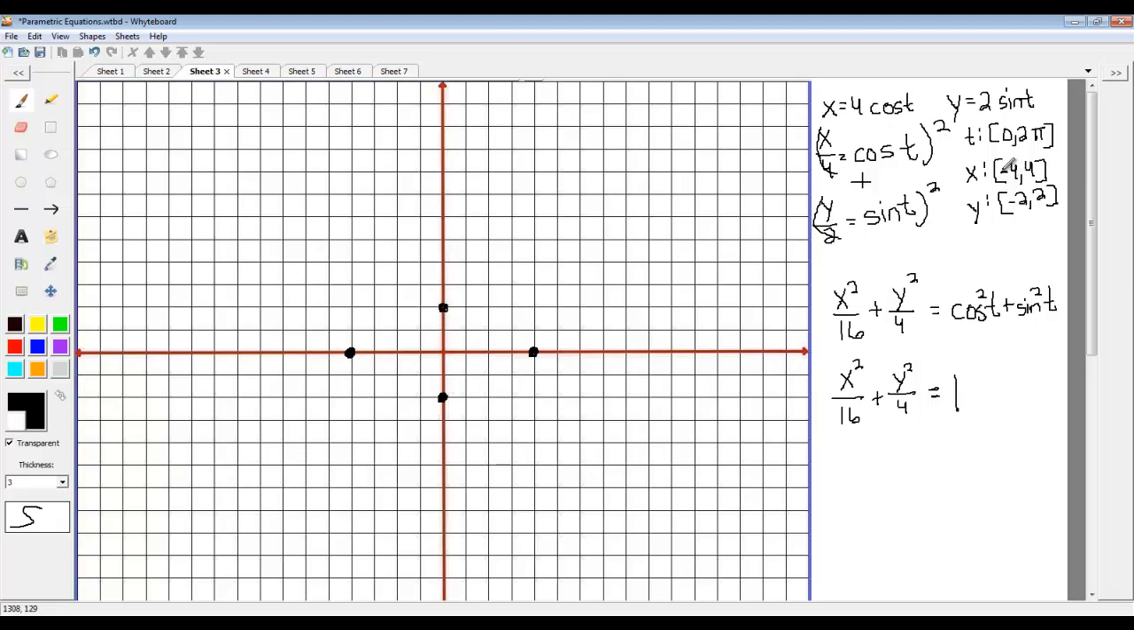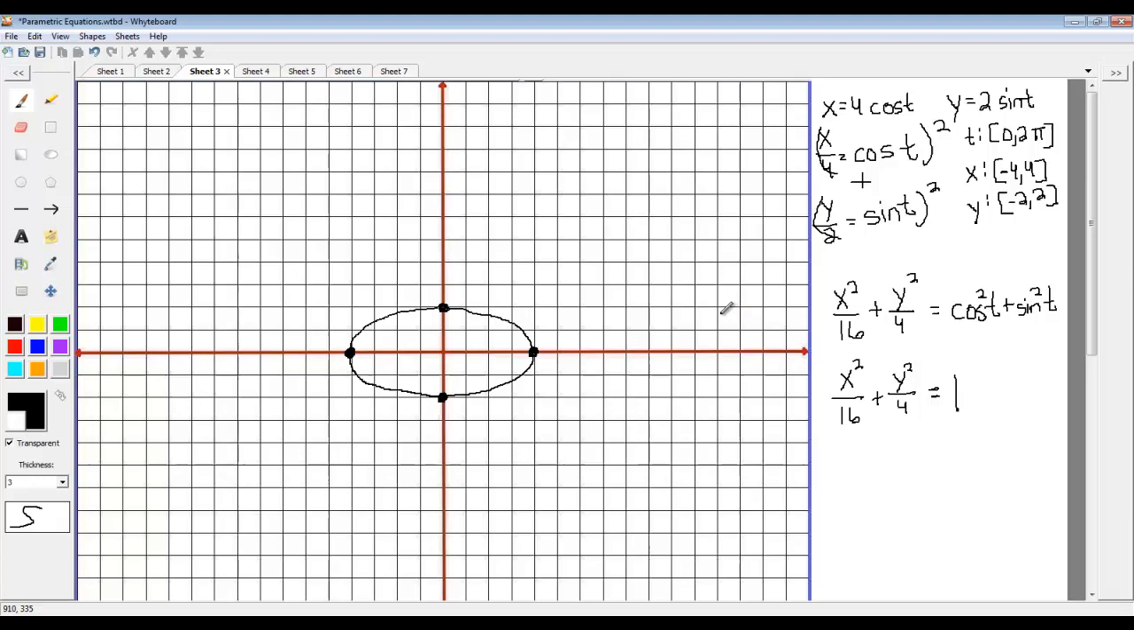So I just got those using the ends of my x and y intervals. But you can take values in between and start plugging them into the equation and see what happens. And when you do, you're going to find that you get an ellipse. And you don't even have to know what an ellipse is. If you start getting enough points, you'll start to see this shape, and then you can connect the dots and get the shape. Like that. Pretty cool, right?